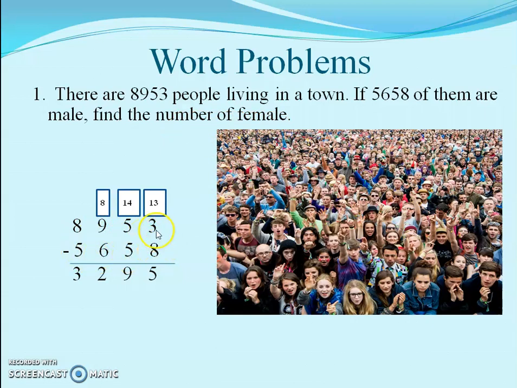So 3 cannot subtract 8, so 3 will take a borrow from 5 and becomes 13. 13 minus 8 gives you 5. And here 5 has already given 1 for 3, so 4 is remaining and 4 cannot subtract 5. So 4 will take a borrow from 9 and becomes 14. 14 minus 5 gives you 9. 9 has already given 1 for 5, so 8 is remaining. 8 minus 6 gives you 2. And finally 8 minus 5 gives you 3. So there are 3,295 females living in the town.